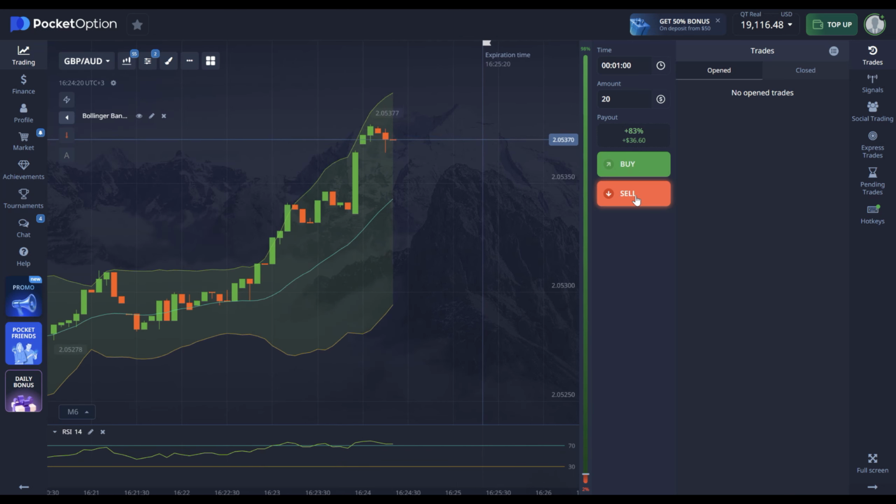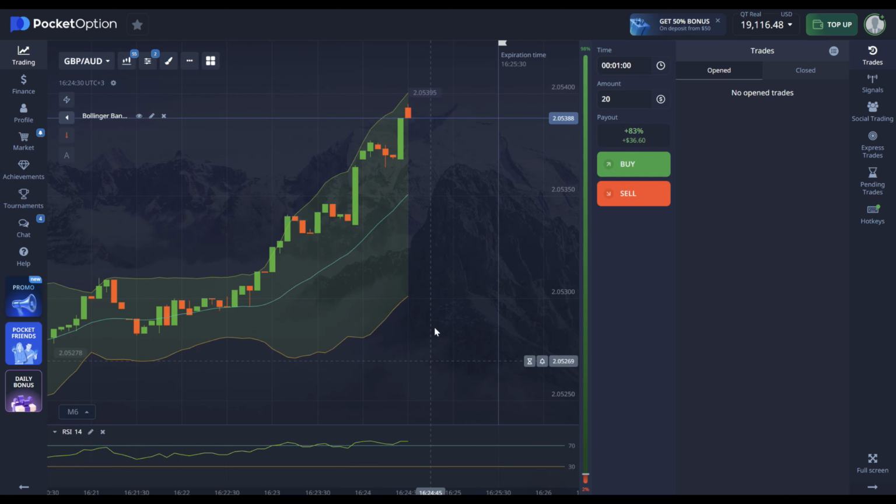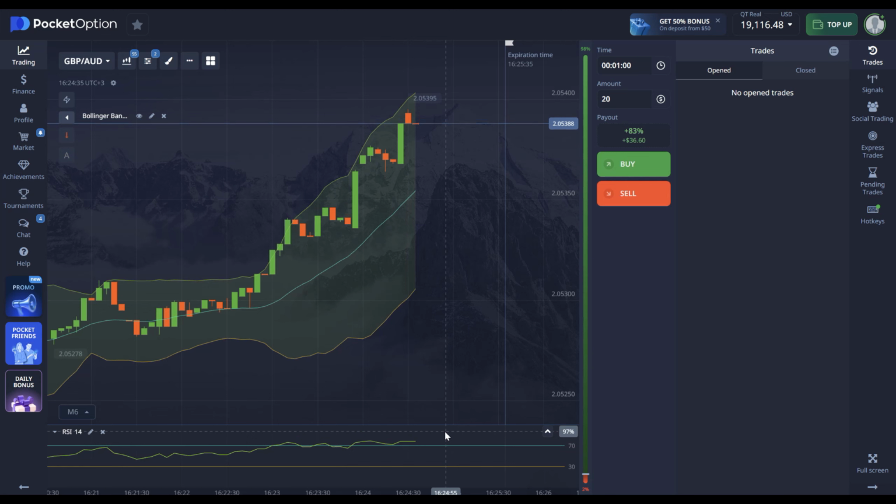For the British Pound Australian Dollar, we might also see a signal appear soon. The price touched the upper boundary of the Bollinger Bands. The RSI indicator line is above the 70 level. We need to simply wait until the RSI indicator line crosses the 70 level from above downwards. Then we can open a short position.